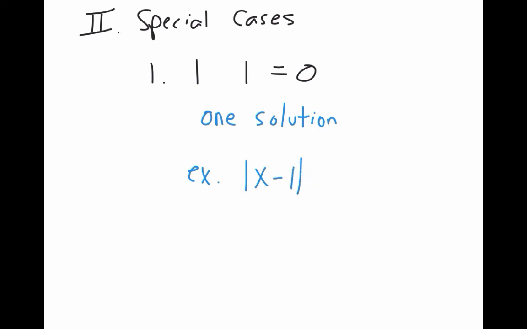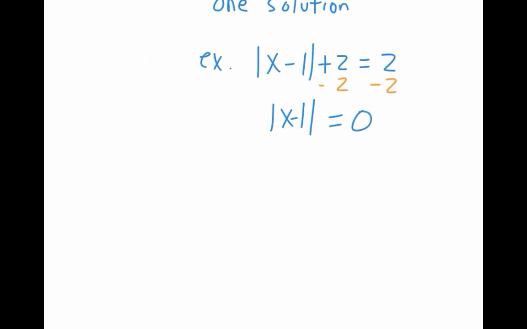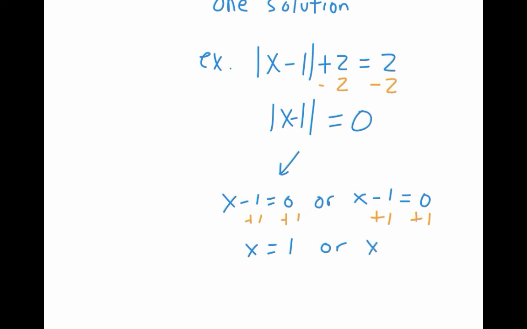Say absolute value of x minus 1 plus 2 equals 2. So first step would be to subtract 2 from both sides. Agreed? So you have absolute value of x minus 1 equals 0. And now if you broke this up, you'd have x minus 1 equals 0, or x minus 1 equals 0. So plus 1, plus 1, plus 1 over here. So x equals 1, or x equals 1.